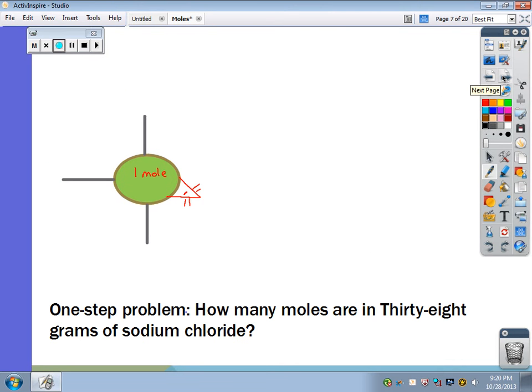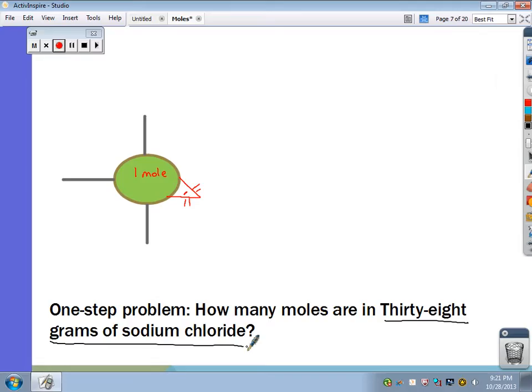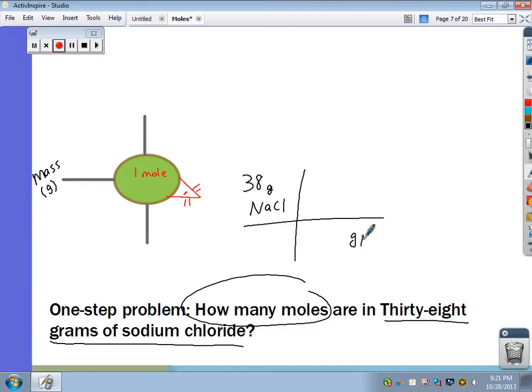So let's do some problems. These are called one-step problems, and that's because they have 1 step. So you're going to underline that you have 38 grams of sodium chloride. That means you're right here. You're at mass in grams. You need to find out how many moles. So I start with 38 grams of sodium chloride. I do not want that, so I put grams of NaCl down here. I'm going to change that to how many moles. And I'm going to go ahead and put the word mole over here.